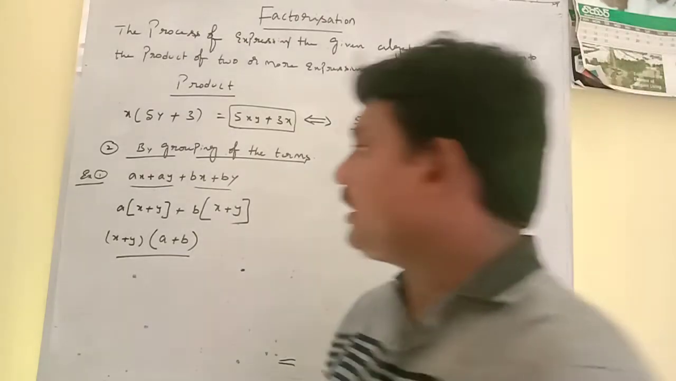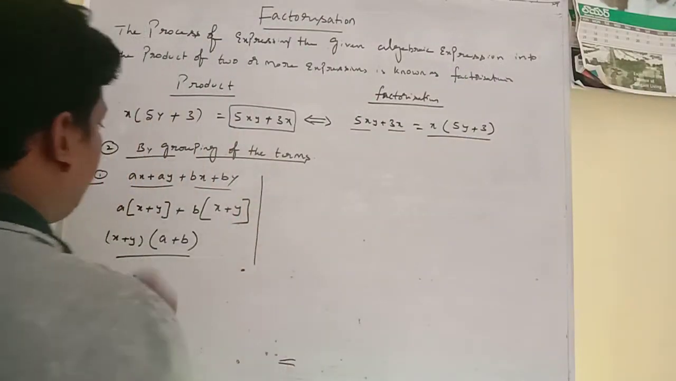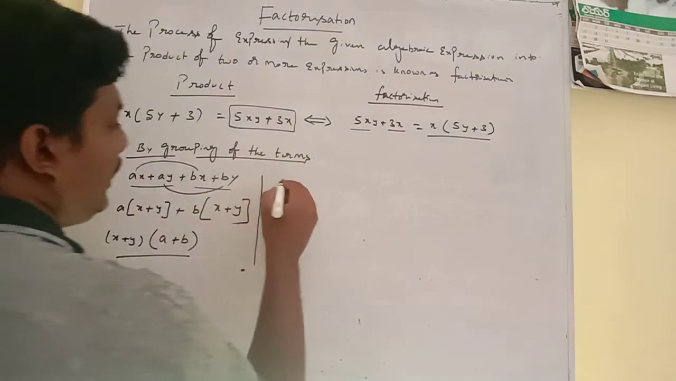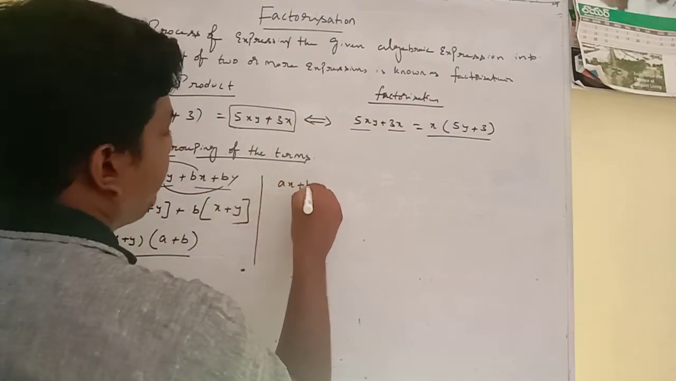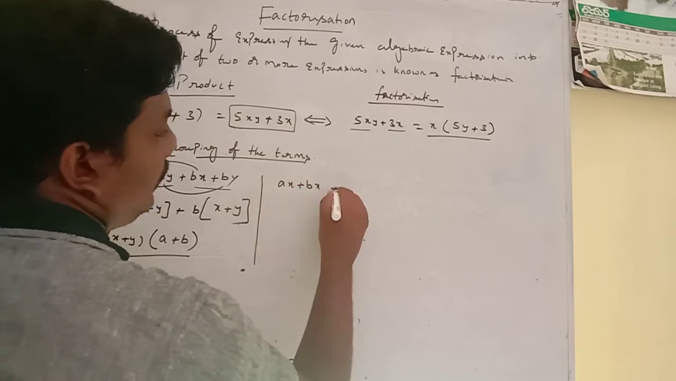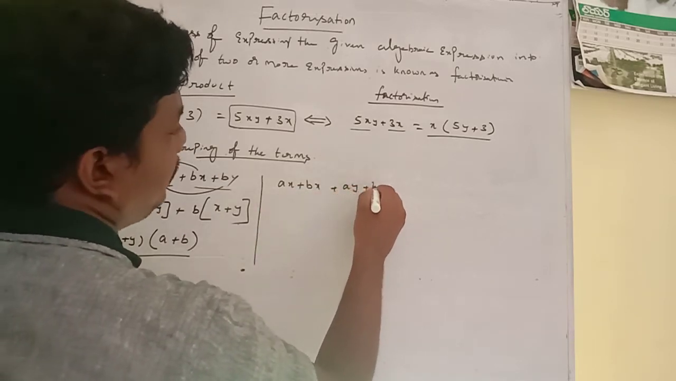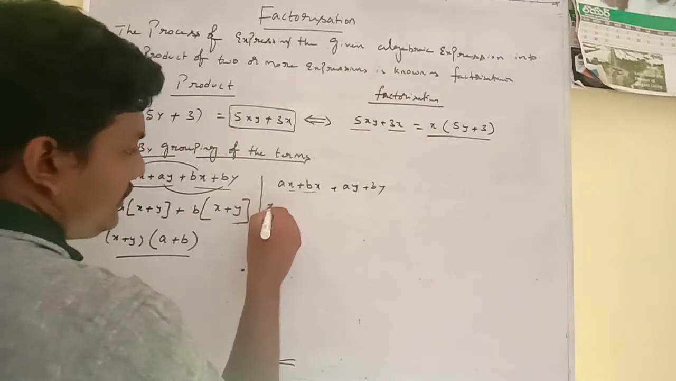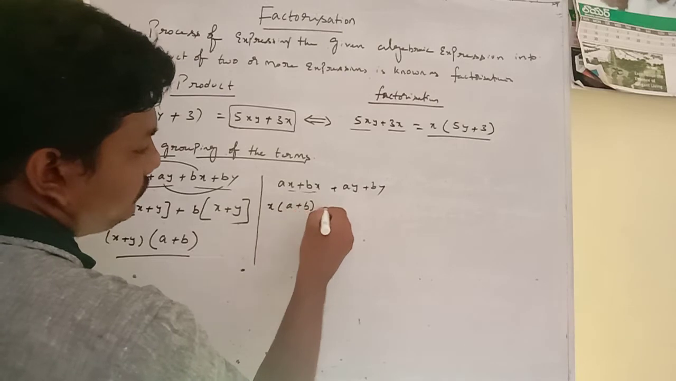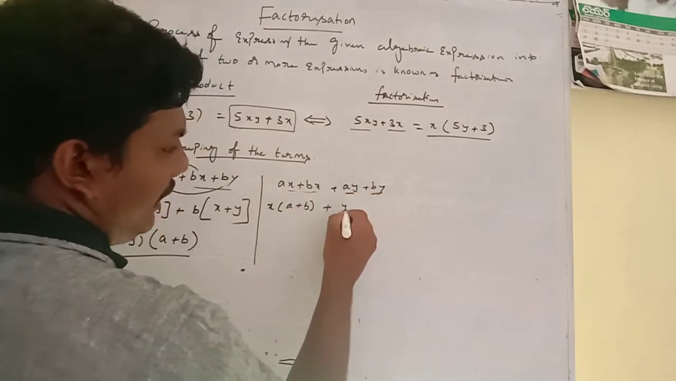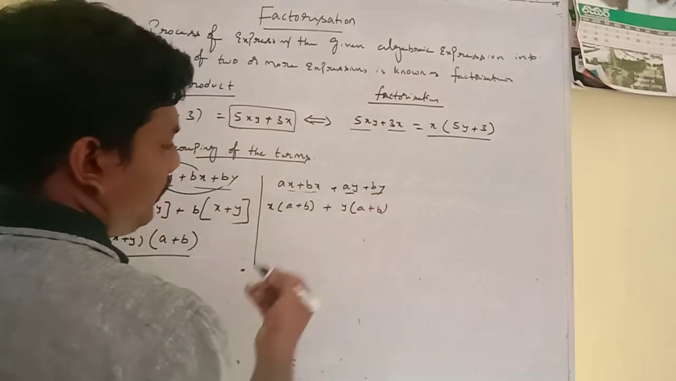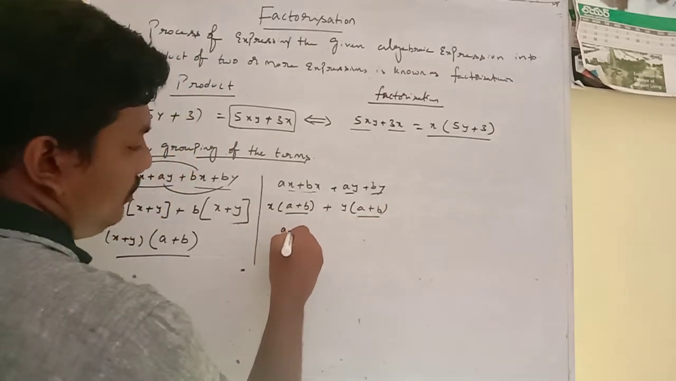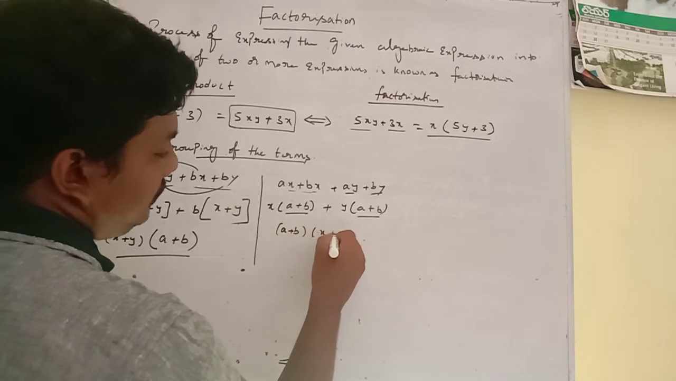Another method we can also do: an alternate method, by grouping ax and bx, and ay and by. We take ax plus bx as the first group and ay plus by as the second group. Here we consider x as the common factor, take x outside, remaining a plus b. In the second, y is the common factor, this becomes a plus b. Now a plus b and a plus b is a common factor once again. Taking a plus b as common, it becomes x plus y.